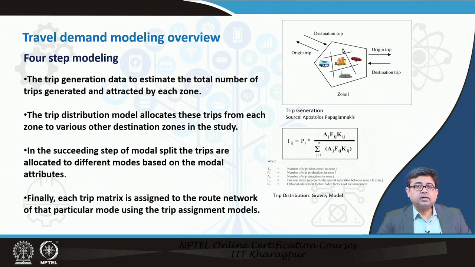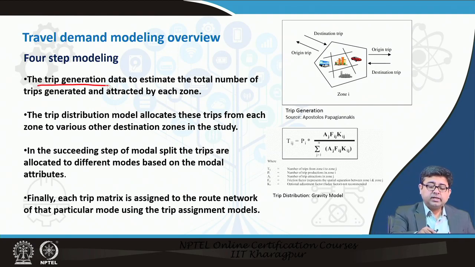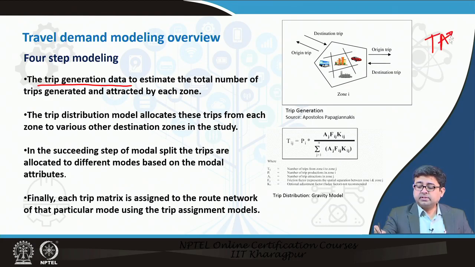Now what the 4-step model does in the first step is that it estimates how many trips are being generated from each of those TAZs, right. So this is a zone i, meaning that is one of the traffic analysis zones. What it essentially does is just count the number of trips that are coming in and the number of trips that are going out. In other ways, you can say that these are production trips that are going out and these are attraction trips that are coming in.